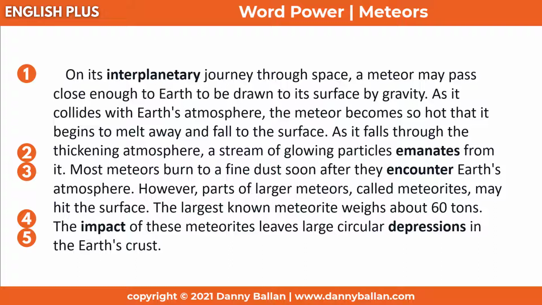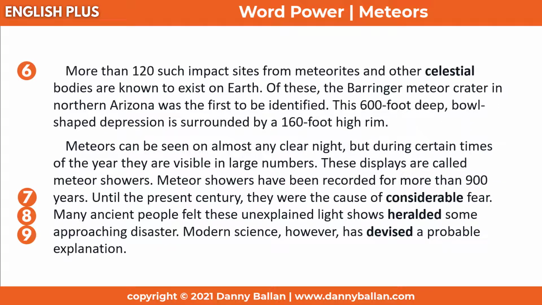The largest known meteorites weigh about 60 tons. The impact of these meteorites leaves large circular depressions in the Earth's crust. More than 120 such impact sites from meteorites and other celestial bodies are known to exist on Earth. Of these, the Barringer meteor crater in northern Arizona was the first to be identified. This 600-foot deep, bowl-shaped depression is surrounded by a 160-foot high rim.